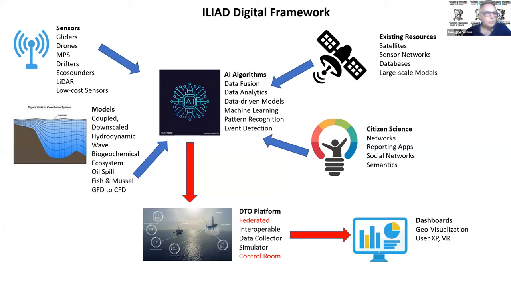We also use numerical models, which are mostly coupled, downscaled, hydrodynamic, wave, water quality, ecosystem, oil spill, or dedicated to fish farms or mussel farms. Numerical models, which are able also to integrate geophysical fluid dynamics and computational fluid dynamics. And all these are in association with the satellite data, the Earth observation module, which integrates data from existing databases. All these data are led to AI algorithms. We also use citizen science data, as Dori explained, mostly coming from networks, from reporting applications, but also from social media.